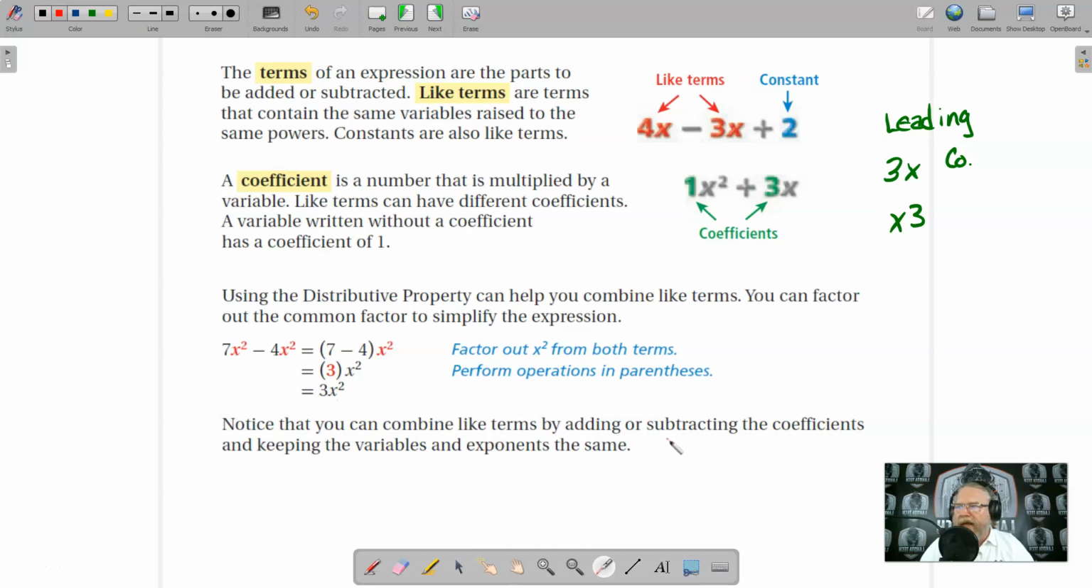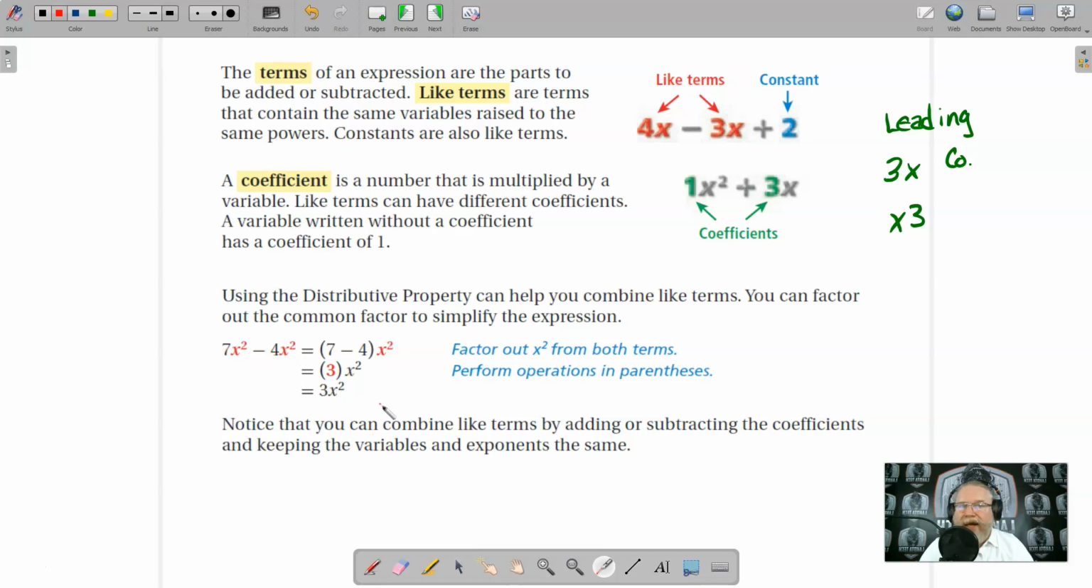Notice that you can combine like terms by adding or subtracting the coefficients and keeping the variables and exponents the same. So here, the variable x and the exponent 2, they stay the same in the answer. We see it right here with x squared, and all we did was just 7 minus 4.